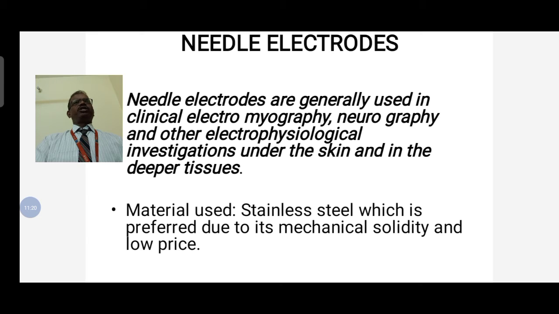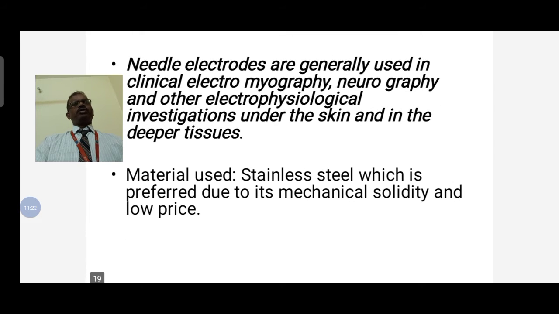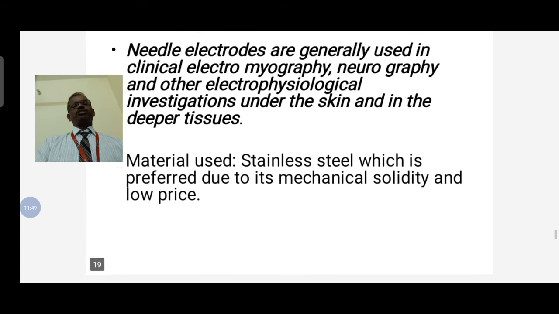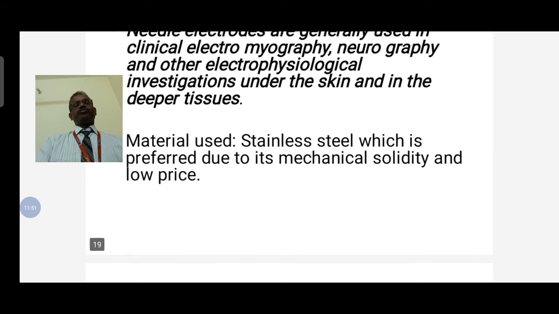The needle electrode is used to pick up the EMG signal, for neurography and other electrophysiological investigation of deeper diseases under the skin. These are the applications and uses of needle electrodes. What material is used for needle electrodes? Stainless steel, chosen for its mechanical solidity and low price. These are the basics of the needle electrode.